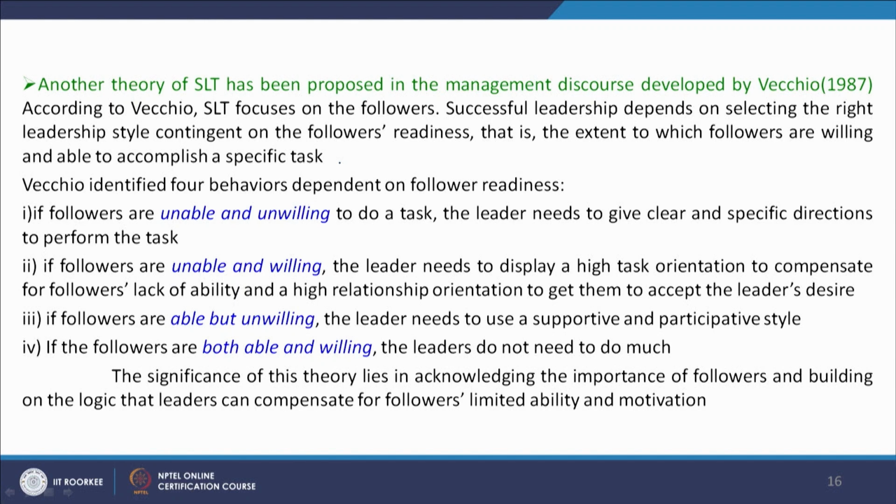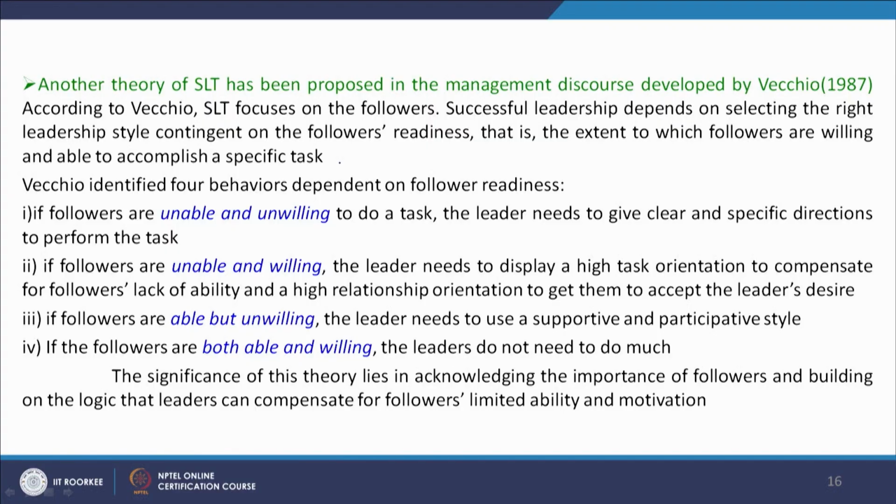So, they have identified 4 behaviors dependent on followers' readiness. The first is, if followers are unable and unwilling to do the task, then the leader needs to give clear and specific directions to perform the task. Now, here VII has identified only the behavioral patterns in terms of readiness. So, for VII, the behavior of the follower is very important, and only then does the leadership style come into the forte. So, according to VII, the first kind of followers are unable and unwilling, and for that the leader needs to give clear and specific directions to perform the task.